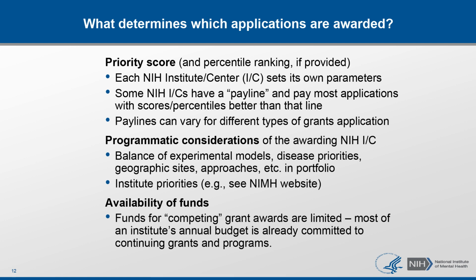Finally, there's an issue about availability of funds. And that often is really what ultimately determines where the funding cutoff is, because the institute has only so many resources and there are a lot of good projects out there. And so those are the three factors that will go into how the review process then feeds into which applications are awarded. Okay, that's it for this segment.